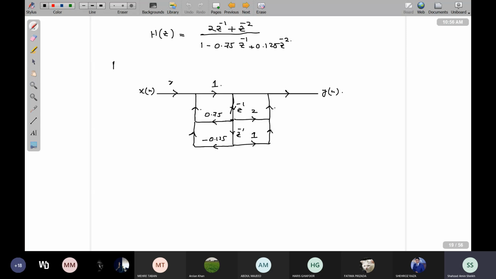Sorry, it is DF2, direct form 2 structure. So again, what we are doing, we are implementing the zeros after this. In the start, we are implementing the poles 0.75 and minus 0.125, and 2 and 1 in the numerator are coming as they are. Any question? In direct form 1 and direct form 2, if there is any confusion, please ask.